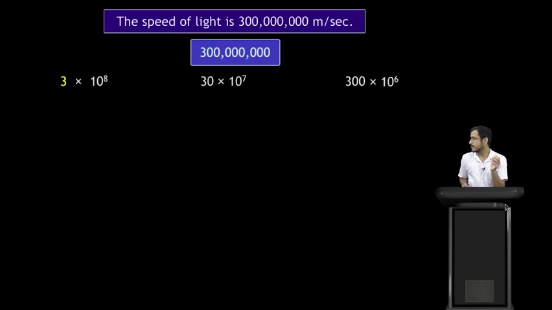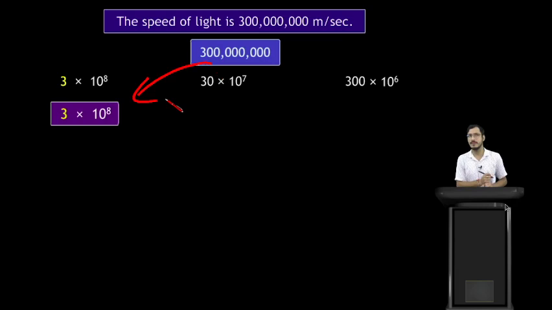We can write 3 into 10 to the power 8. So this is the exponential form of this number. Remember always, first count the zeros here: 1, 2, 3, 4, 5, 6, 7, 8. So we can write 10 to the power 8. So 3 into 10 to the power 8 is the exponential form here.